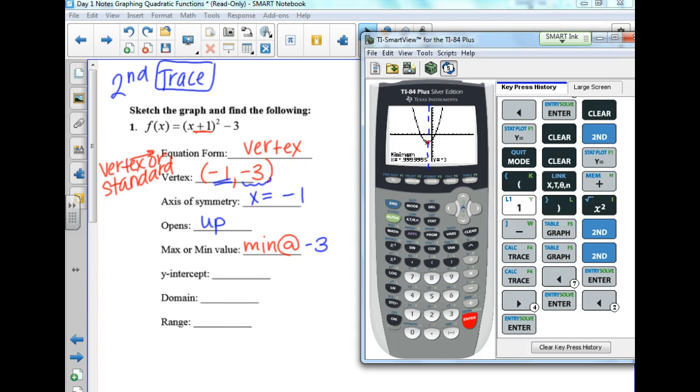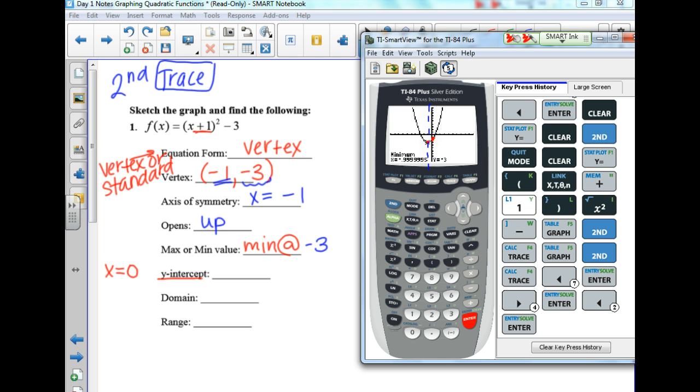Okay, so then for y-intercept, what is a y-intercept? Where it intercepts the y-axis. So you might be able to visually see that. Mine's really hard to see. But in case you can't see it, I want to show you how to find that. So for the y-intercept, what does the x value equal? 0, right? X equals 0.